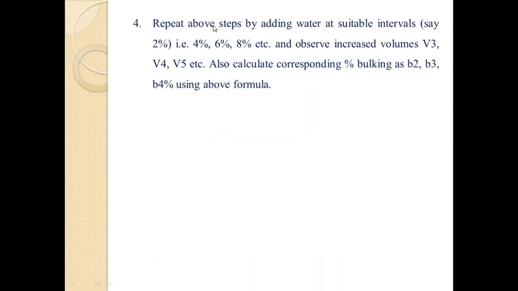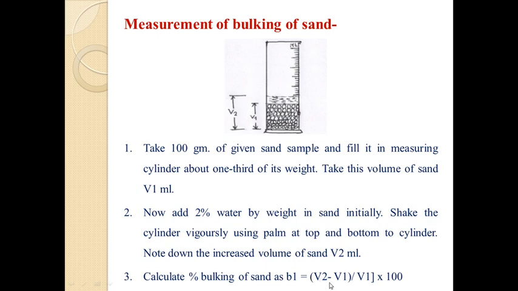Now similarly repeat these steps by adding water at suitable intervals. Firstly we added 2%, now again add 2%, that is a total of 4%, then again add 2%, increasing by 2% each time, and observe the increased volumes, that is V3, V4 and V5. Then also calculate the corresponding percentage bulking as B2, B3 and B4 using the formula V2 minus V1 divided by V1 multiplied by 100, that is the percentage bulking of sand.